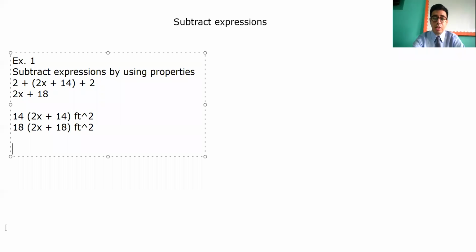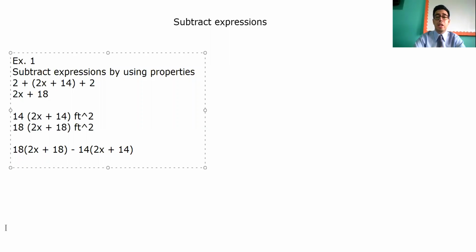So we use properties. We move now to the right part of the page. We use properties of operations to subtract the expressions. Area of pool plus tiles is 18 multiplied by 2x plus 18 minus 14 multiplied by 2x plus 14, okay? This is what we have until here. So now what we need to do is to start multiplying.